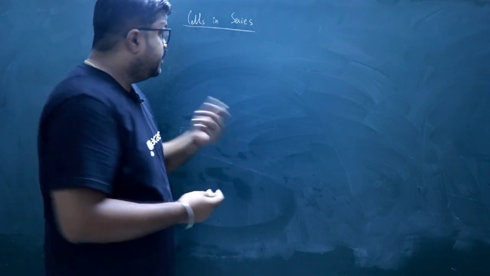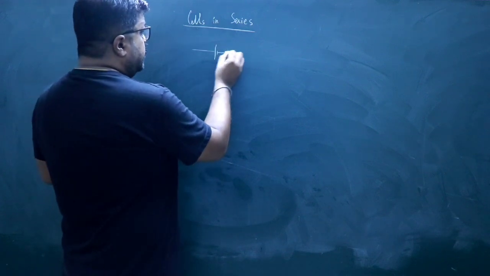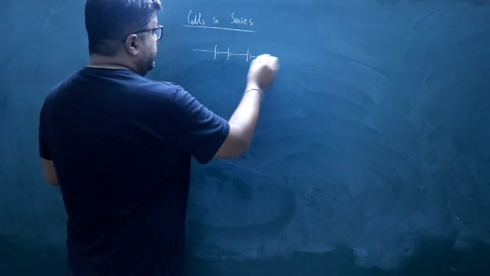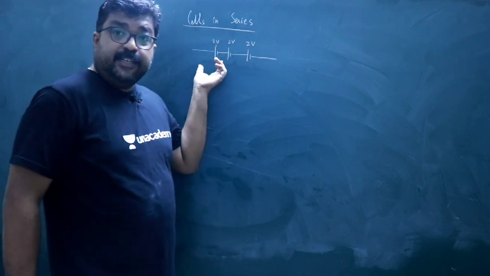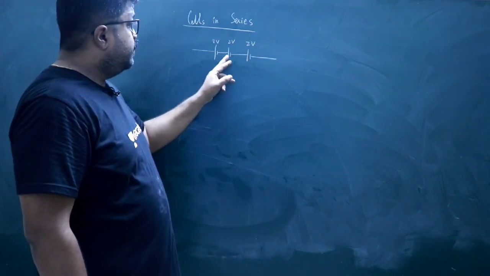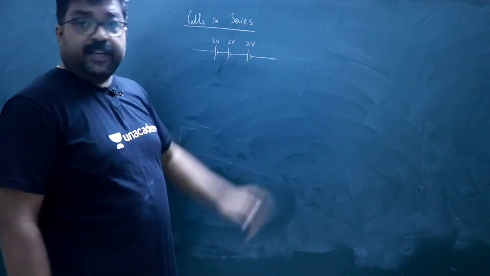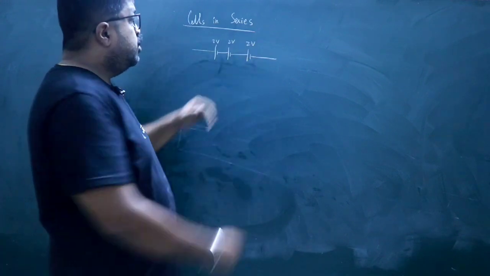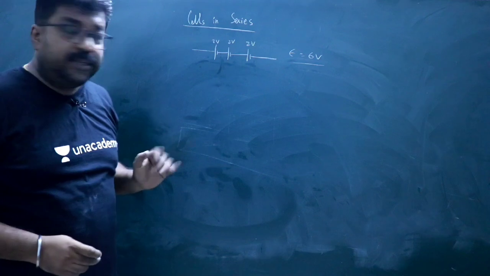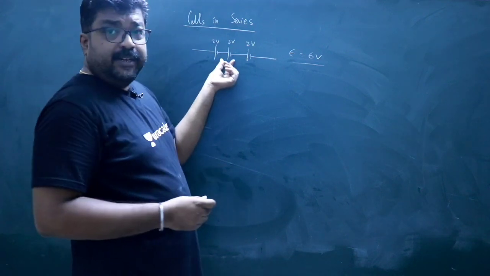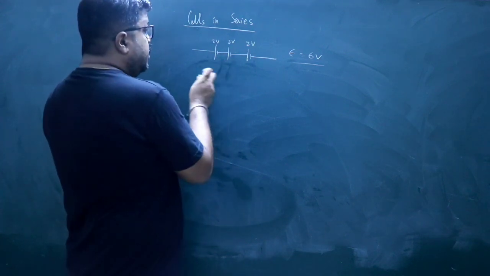Okay, now let us see one example. Like suppose this is 2 volt, this is 2 volt, this is 2 volt. Correct connection is positive, negative, positive, negative, positive, negative. This is the correct connection. So 2 volt, 2 volt, 2 volt, net EMF is 6 volt, 2 plus 2 plus 2, isn't it? Now suppose this cell is wrongly connected. So what will be the wrong connection? Just flip it.